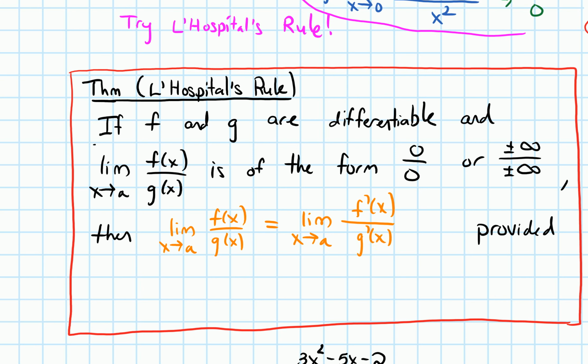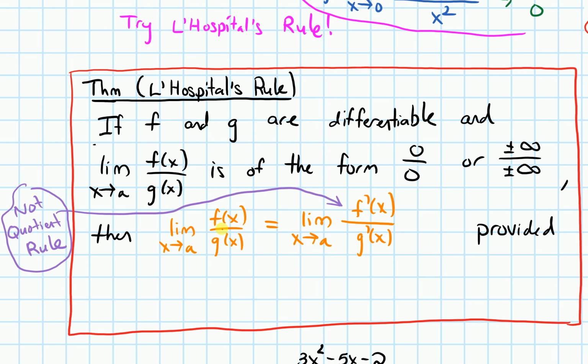So the important thing about this is, this is not quotient rule. That is super, super important. We're just taking the derivative of the top and of the bottom individually here, and that's not what we do with quotient rule. It turns out this will be a formula for this limit, provided that the resulting limit, the limit as x approaches a of f prime of x over g prime of x, exists.